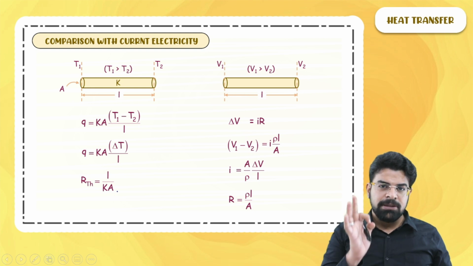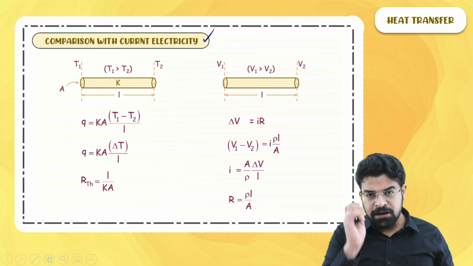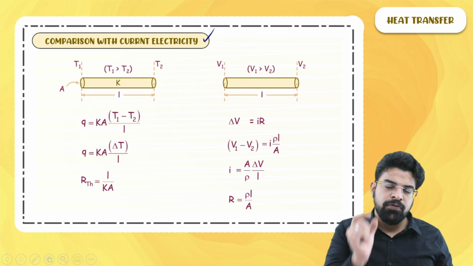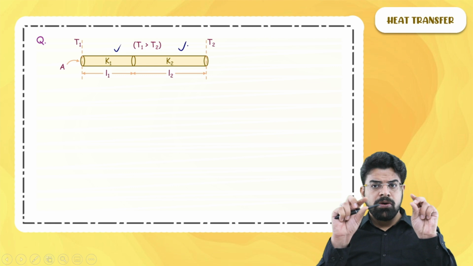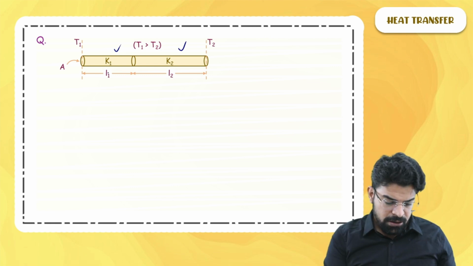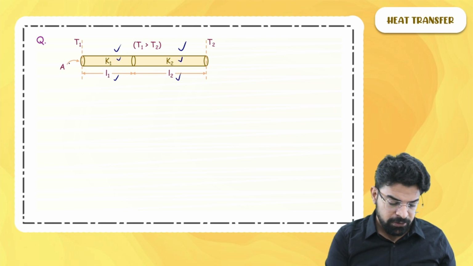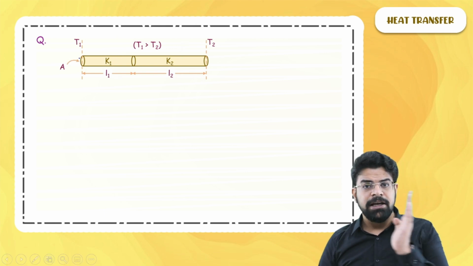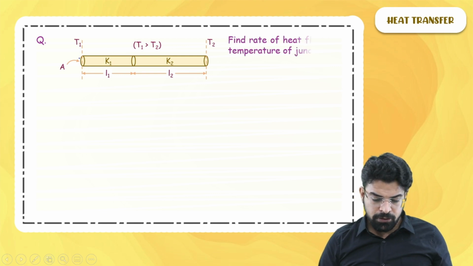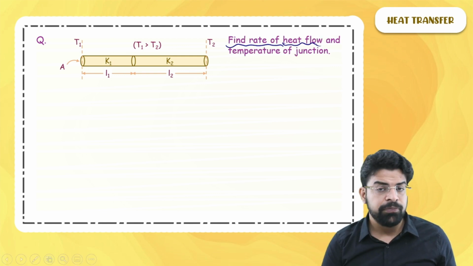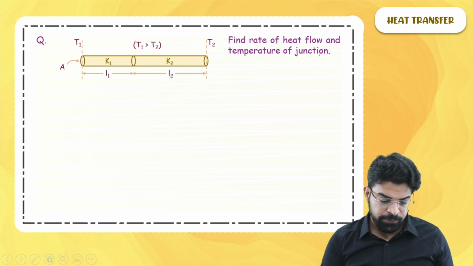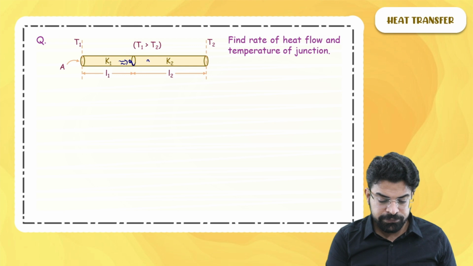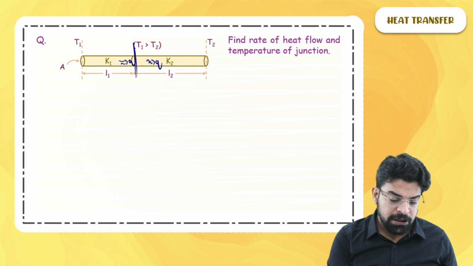So let's do some questions using the concept of Ohm's law in Fourier's law of heat transfer. So the first question, there is a composite rod. Here we have got a length L1, conductivity K1, length L2, conductivity K2, and the cross-sectional area through which the heat flows is A. Question is, find the rate of heat flow and temperature of the junction. So you need to find two things. First, what will be the rate of heat flow and what will be the temperature of this junction.